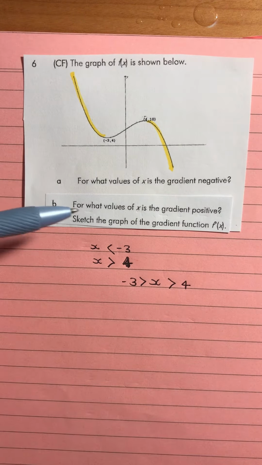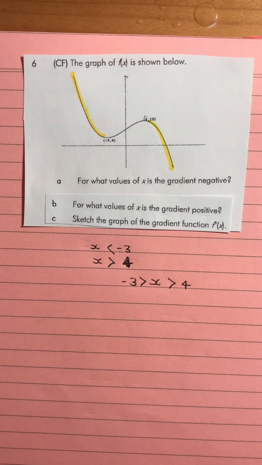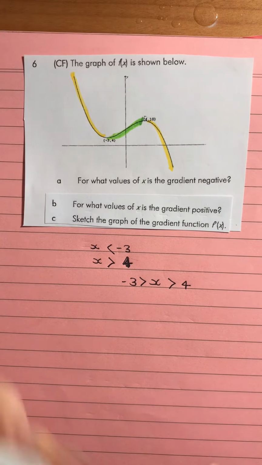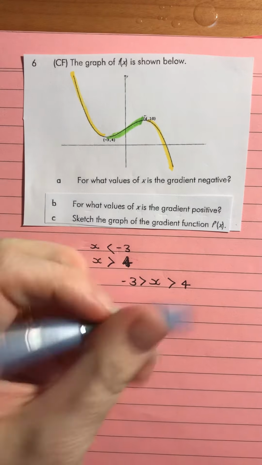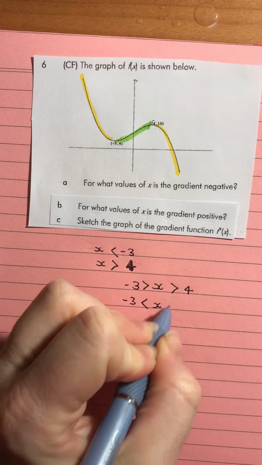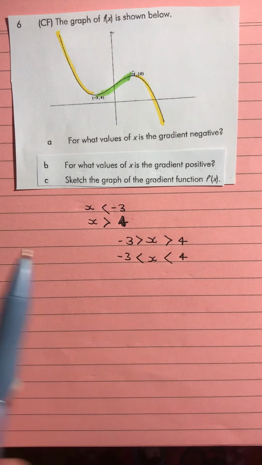For part B, it says for what values of x is the gradient positive. So obviously that's the other part where it's not negative. So this section here in between, so in between negative 3 and 4. So we've got our x, and so when x is greater than negative 3 and less than 4. So same numbers that we've got here, just the reversed signs.